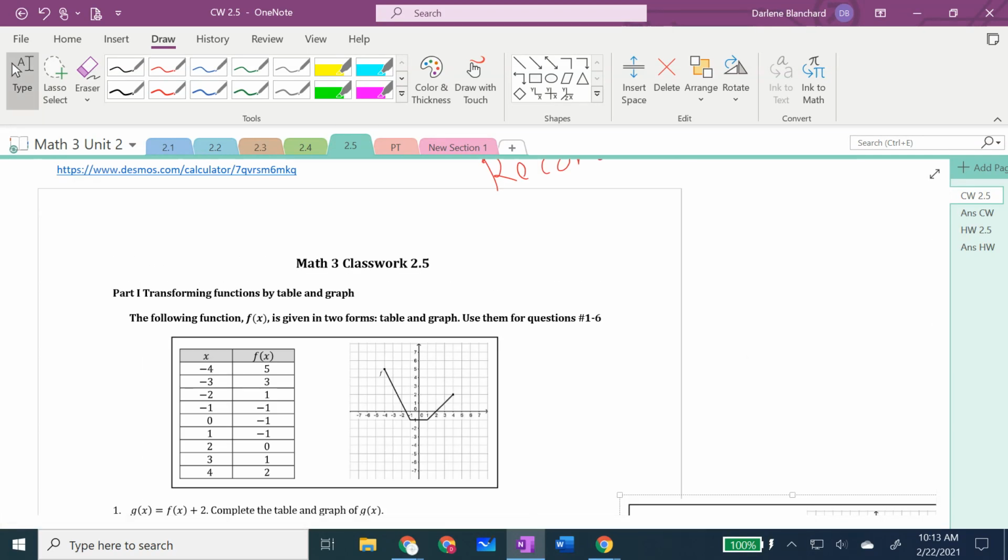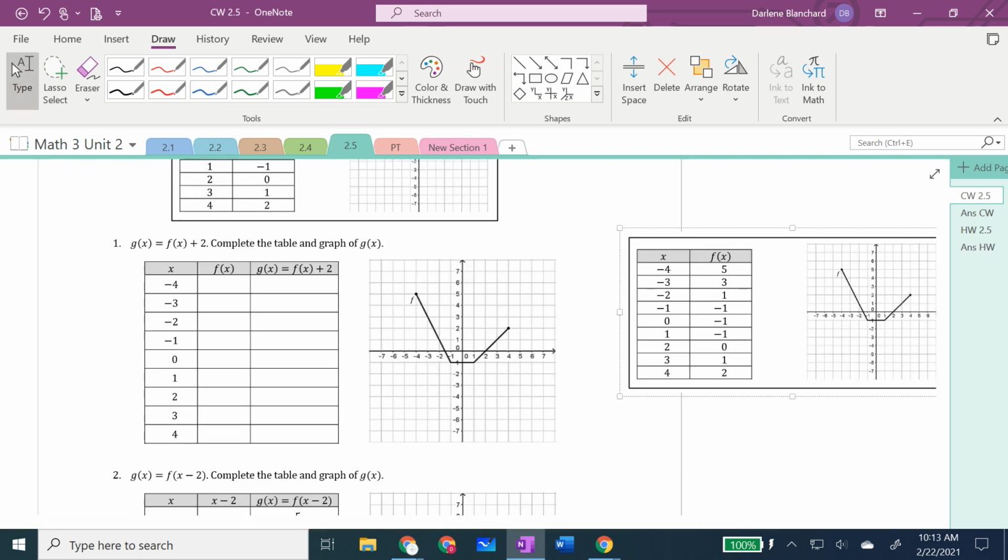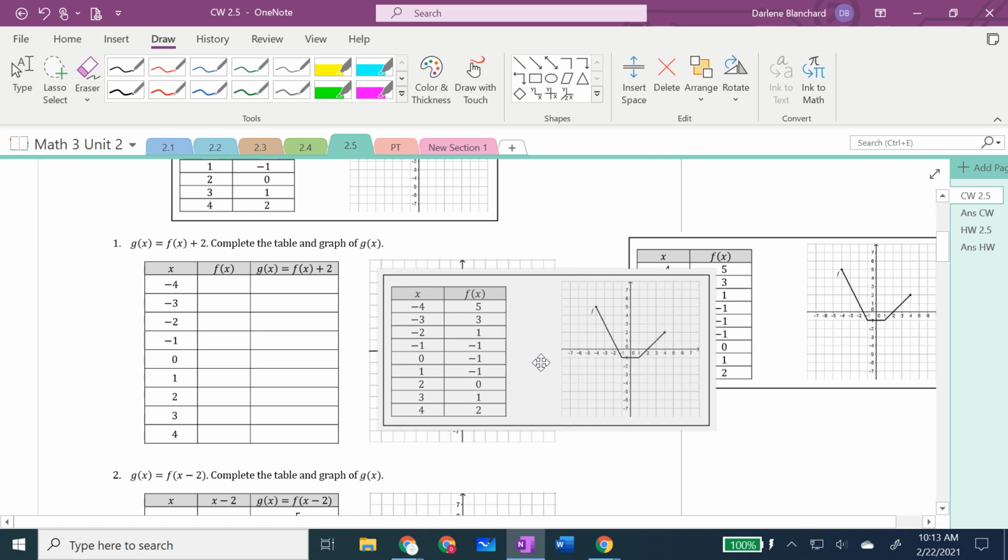Okay, classwork 2.5. You actually already know how to work with numbers 1 and 2. I don't know if you've necessarily worked with just some generic looking graph before. So what I'm wanting to do is just take you through a very slow step-by-step process.